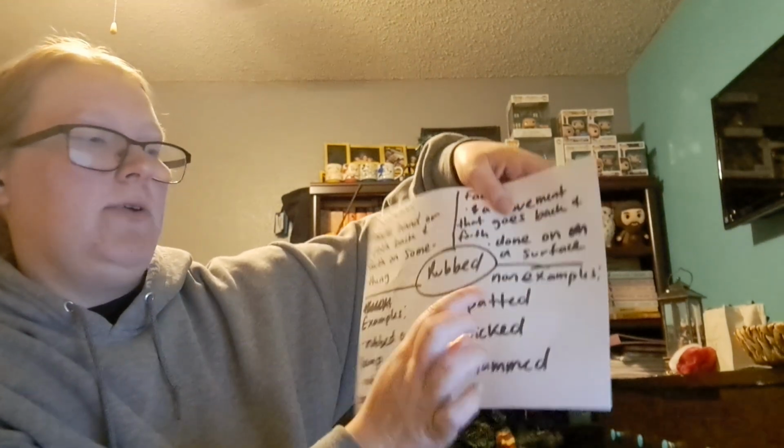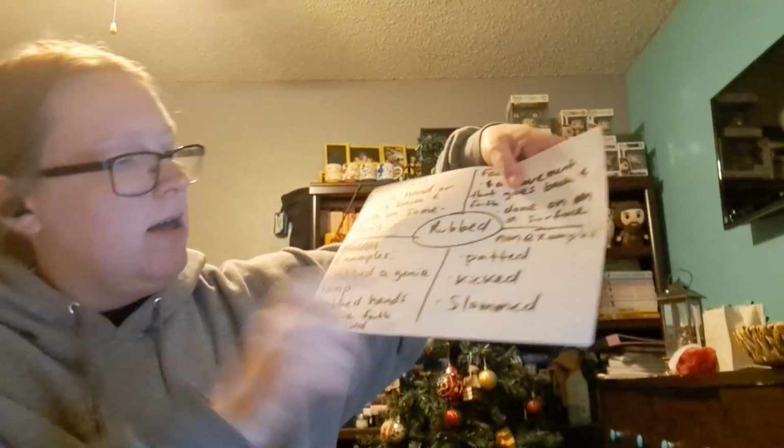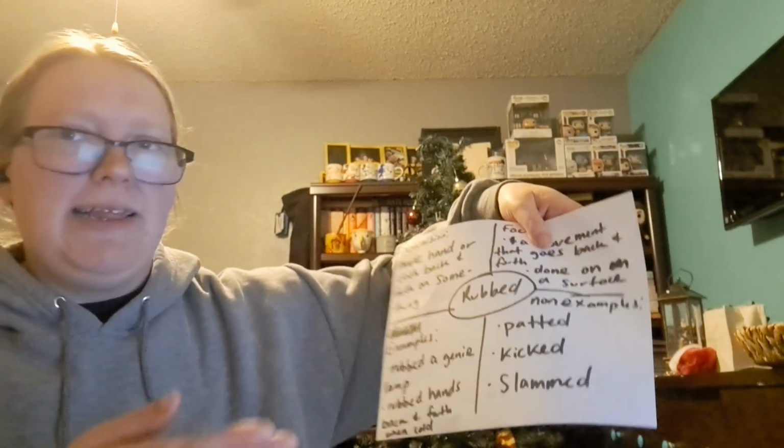And some non-examples are like patting or kicked. We don't kick, that's not a form of rubbed. Or you slam something. Remember, rubbed is back and forth. So that's what we're going to do. Alright, here's our example to do together, okay? So the one that we're going to do together is looped.